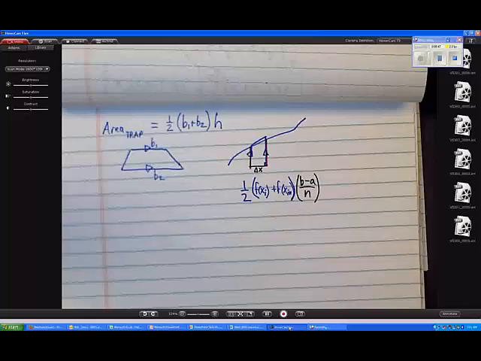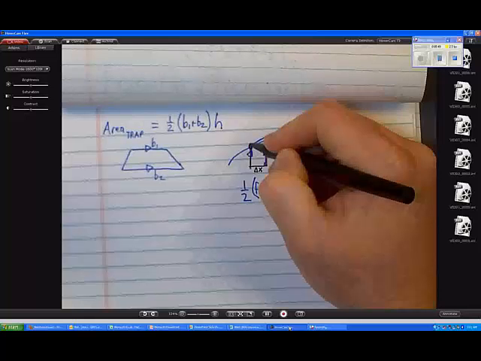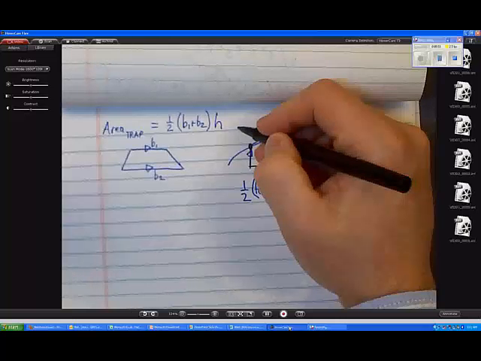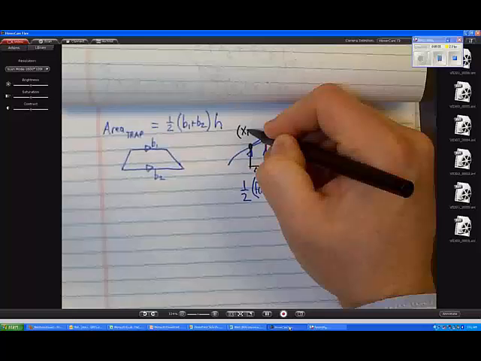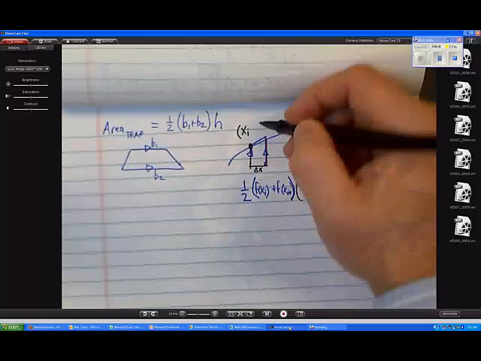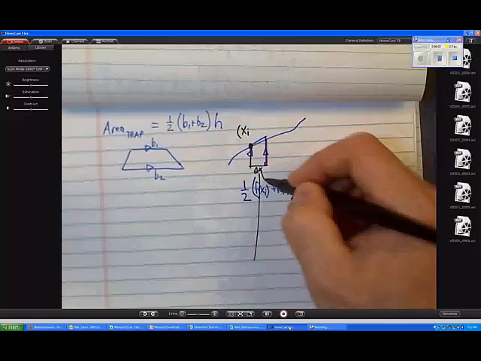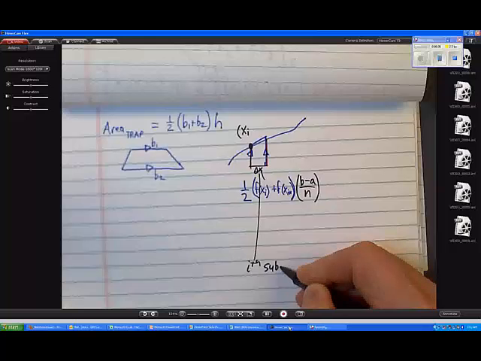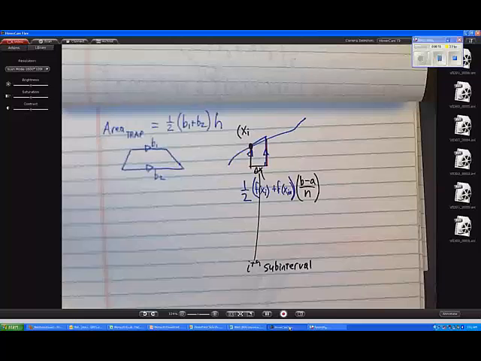Here. This point right here. What are its coordinates? Well, let's call the x-coordinate x sub i, because I'm going to say that this is the ith subinterval, kind of like the 4th subinterval or 5th. It's just whatever number I'm at, i. Does that make sense? Okay.